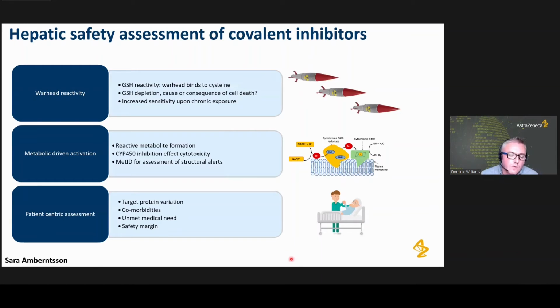And so broadly, we split this into the areas that we need to be concerned about: warhead reactivity, metabolism-driven activation, but also take into account the patient centricity of this. We know the warheads bind to cysteine. So does this binding to cysteine actually cause glutathione depletion and then consequently cause cell death? And do we get increased sensitivity upon chronic exposure? The metabolism-driven bioactivation, we know reactive metabolites could be formed.